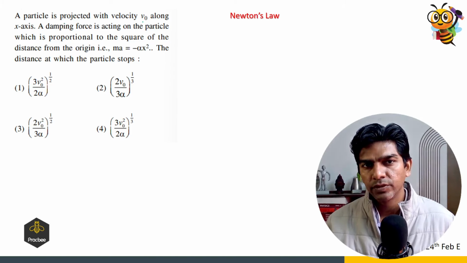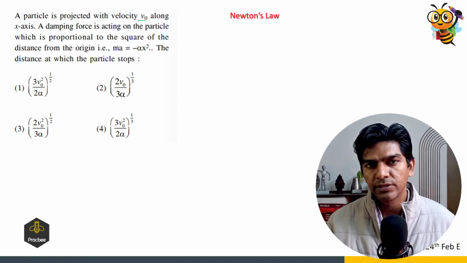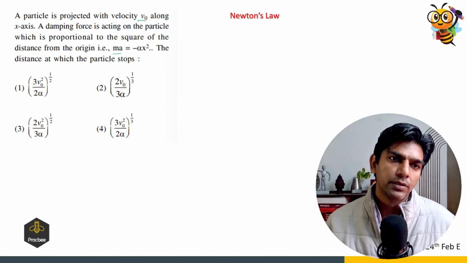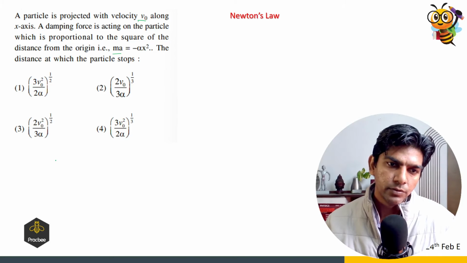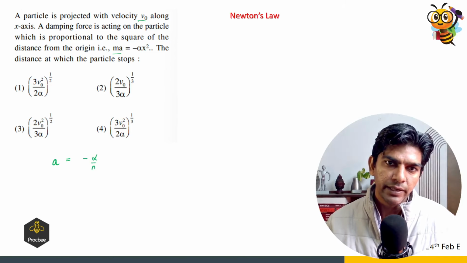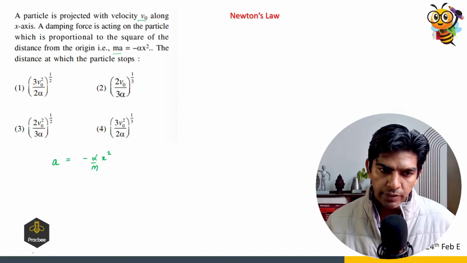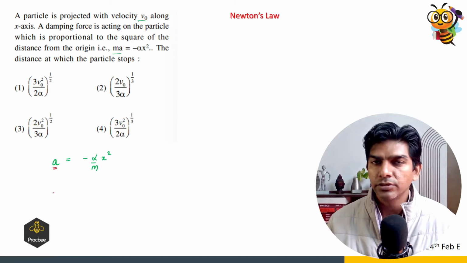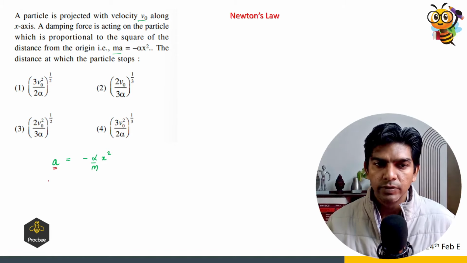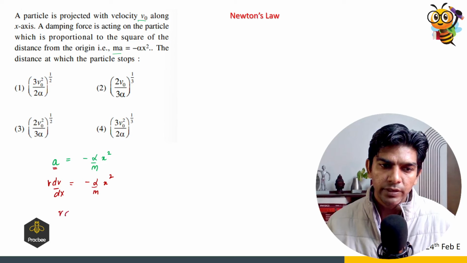A particle is projected with a velocity v0 along the x-axis. A damping force is acting on the particle which is proportional to the square of the distance from the origin. The force is given as minus alpha x square. We have to find the distance at which the particle stops. So the acceleration is minus alpha by m times x square, and we have to find the distance when the velocity becomes 0. So we can write acceleration in terms of velocity and x. So we can write this as v dv by dx equals minus alpha by m x square, and from this v dv equals minus alpha by m x square dx.